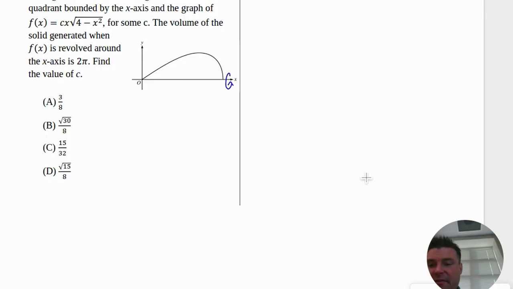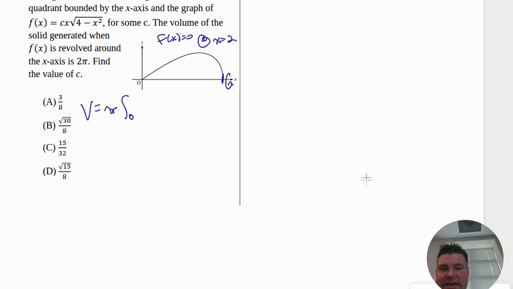So to find the volume, that's going to be pi times r of x squared, and we're integrating from 0 all the way out to this intersection right here, which I can solve for. When f of x is equal to 0, just trust me, this is going to happen at 2. You can solve for that yourself. You can clearly see it's going to happen at x equals 2.